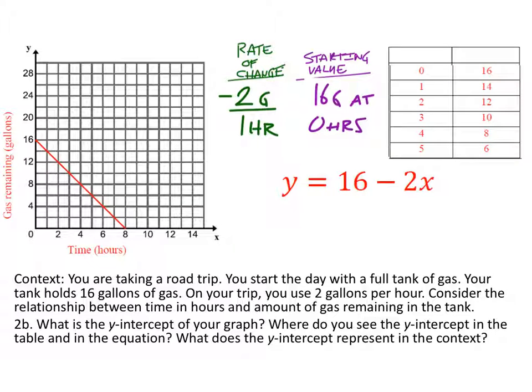Part B, what is the y-intercept of your graph? We know what it is represented by. It's 0 hours for 16 gallons. So we just need to write that as an ordered pair. 0 hours, 16 gallons. Bam. That would be the y-intercept or the starting value.